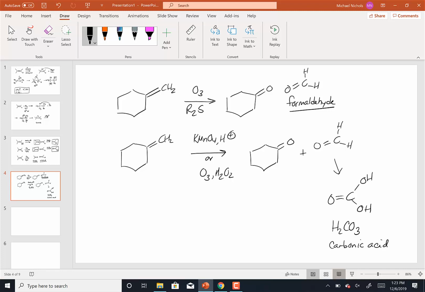And in this case, carbonic acid is not stable. So what carbonic acid does is it breaks apart and forms carbon dioxide and water. Your product would just be the ketone and then CO2 and H2O. Yes, the final products would be the ketone and CO2 and water.